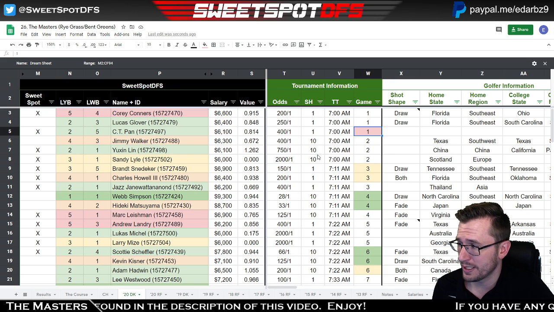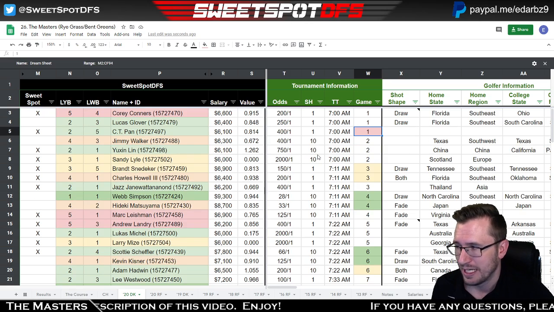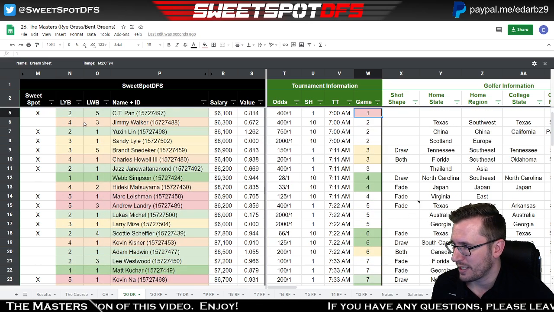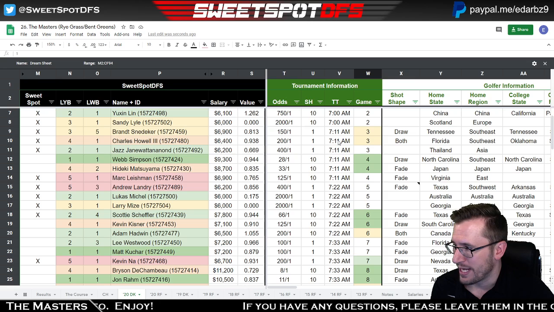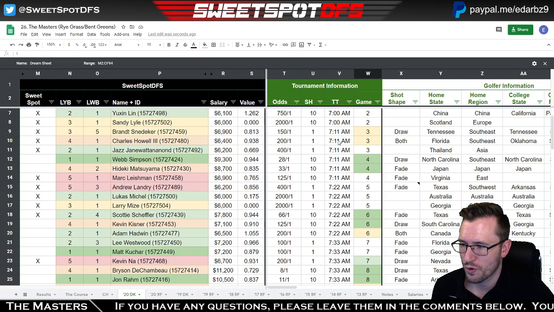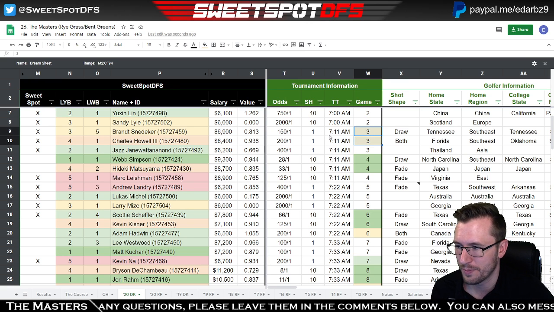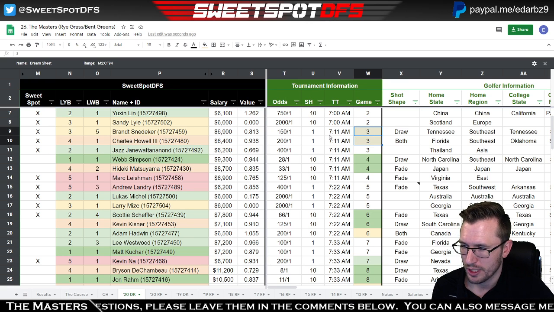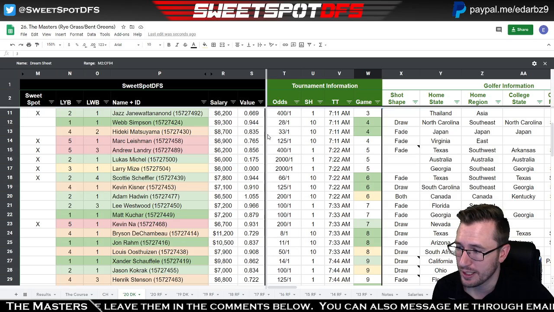In game number 1, it's CT Pan. He's the only one that has a scoring average below. It gives me some reason to play him, but I'm probably going to stay away. Brandt Snedeker and Charles Howell, their season-long scoring average is not better than the field average, so that's why it's yellow. That means both of them, their recent scoring average is below field average. Obviously, they're playing together, so that's why I highlighted a yellow.